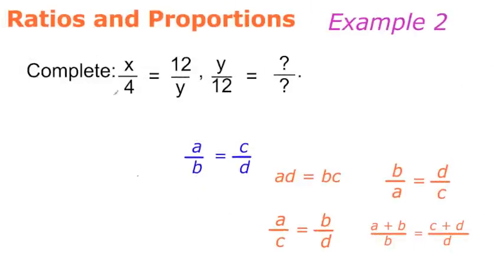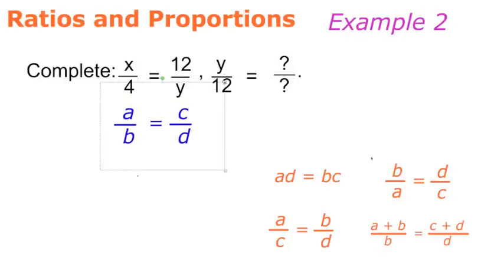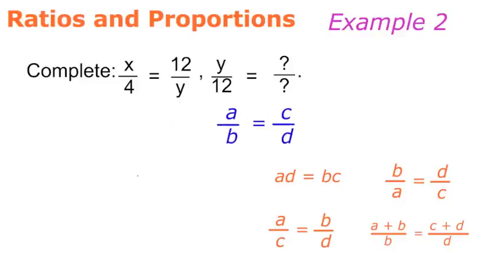Here in example 2, we're asked to complete a statement. The statement is, if x over 4 is equal to 12 over y, then y over 12 is equal to what over what? Well, if we think of it in terms of starting with a ratio, like we did with the properties, and you can see I brought the properties over here, so we have them to refer to. If we start with A over B, or in this case, x over 4, and that's equal to C over D, or 12 over y, what is y over 12 going to be equal to?